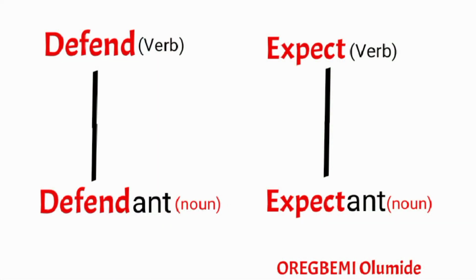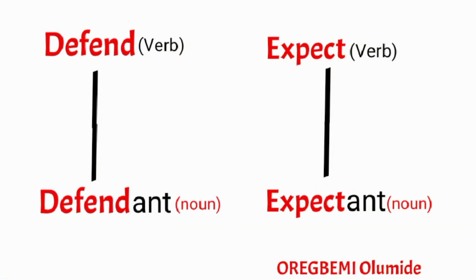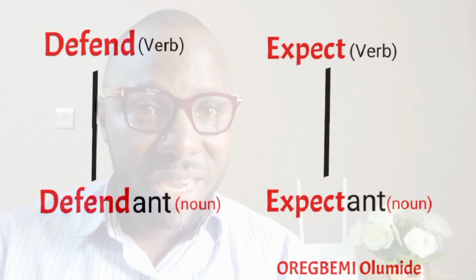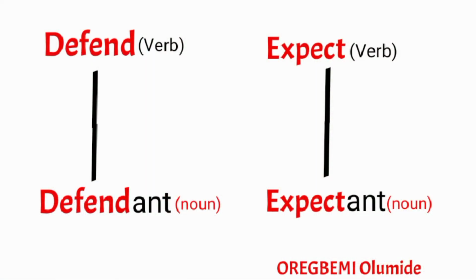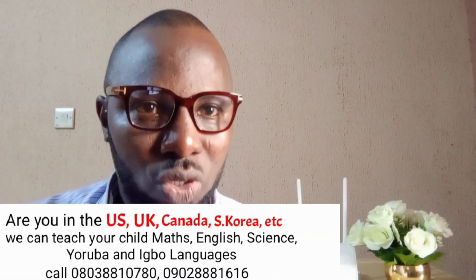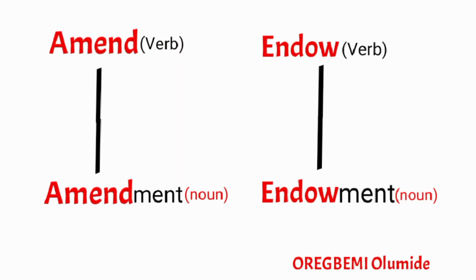Next is defend and expect. Defend is a verb. You can nominalize it to a noun and it becomes defendant. The word defendant can be a verb and it can be an adjective, but we're talking about the noun form, defendant. The second one is expect. Expect is also a verb. It can be nominalized to a noun. It becomes expectant. Mind you, expectant can also be an adjective and a noun, but we are talking about the noun form.